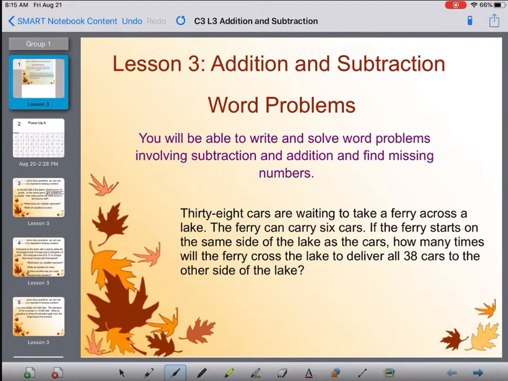Okay, Course 3, Lesson 3, Addition and Subtraction Word Problems. Objective: you'll be able to write and solve word problems involving subtraction and addition and finding missing numbers.